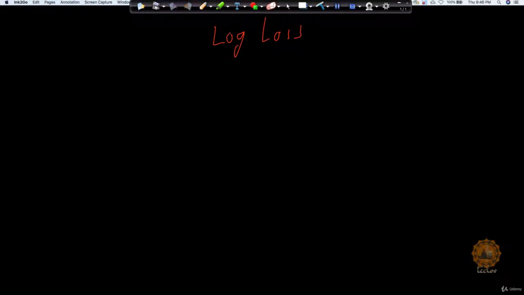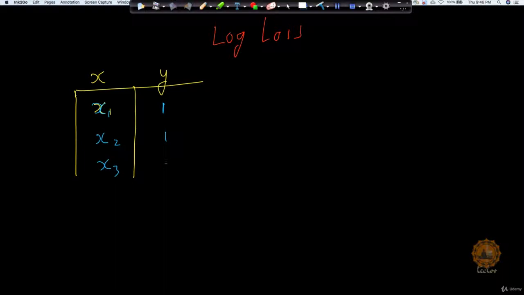In order to understand log loss, let's take a very simple example. Let's say I have input X and I have the output Y, and let's assume that this is a binary classification problem. Let's say for my input X1, my original output is 1. X2, this is also 1, X3, this is 0, X4, this is 0. Let's say these are my outputs.